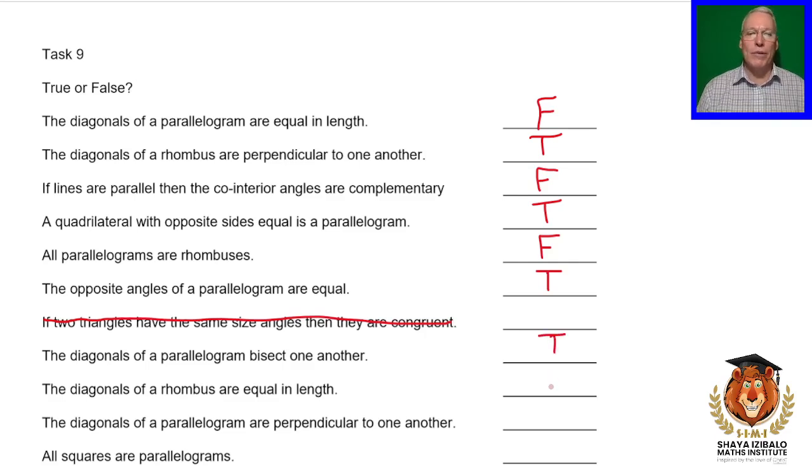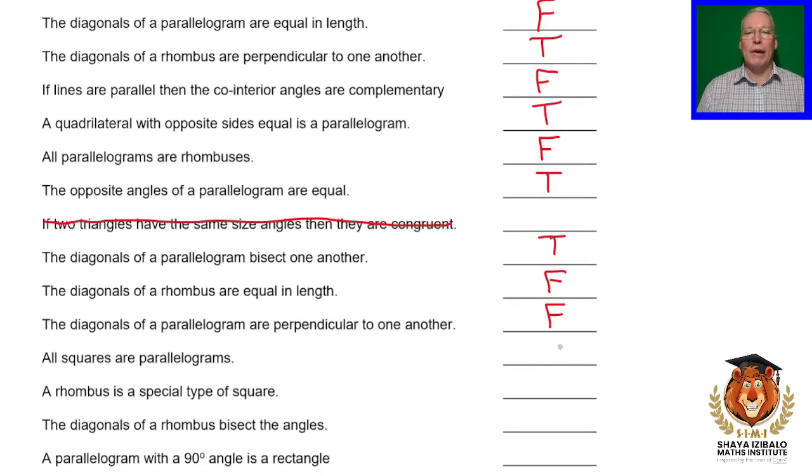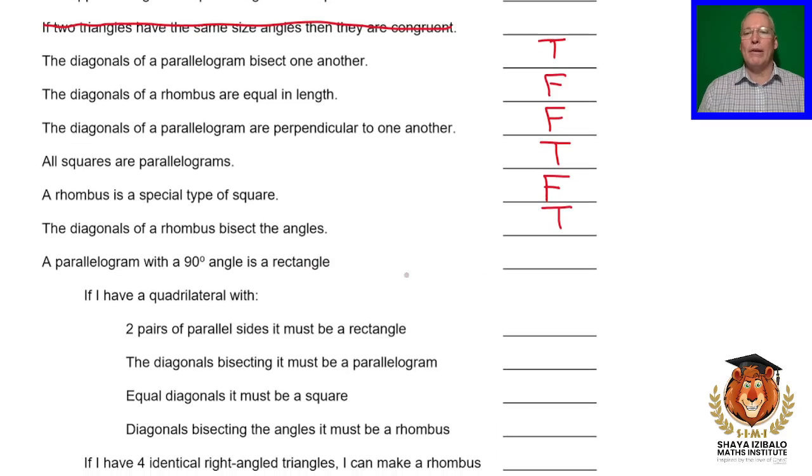The diagonals of a rhombus are equal in length. That's false. The diagonals of a rhombus are perpendicular to one another. True. All squares are parallelograms. True. A rhombus is a special kind of square. False. A square is a special kind of rhombus. The diagonals of a rhombus bisect the angles. True.